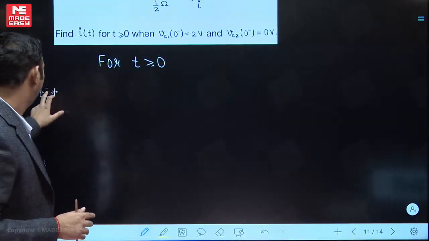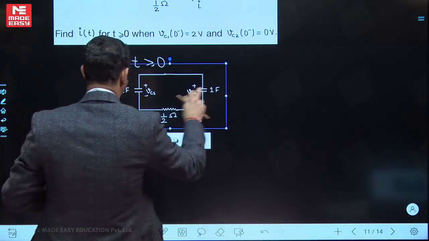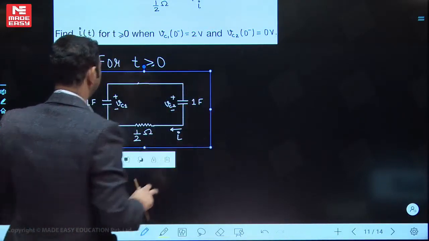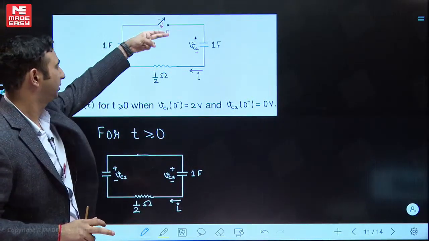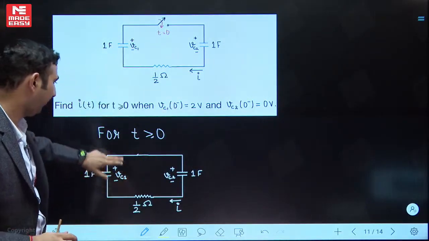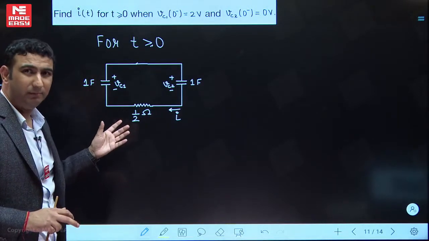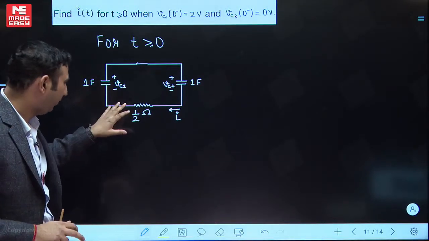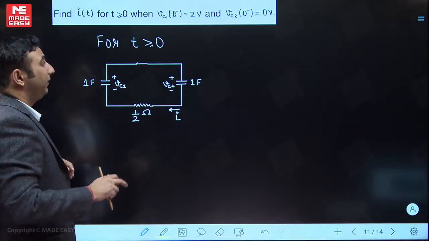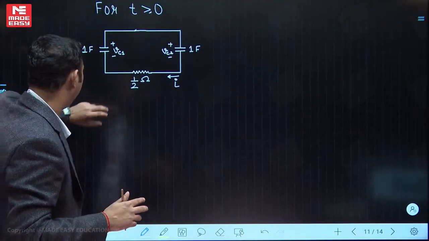So for t greater than 0, what will be the circuit that I will be having? Switch will be closed. This is the circuit that we will be having. T greater than 0, switch closed. This is what I have. Now, apply the shortcut method if you can. We will be seeing it very soon. But now, if I am thinking about going with the Laplace, then what do we say?